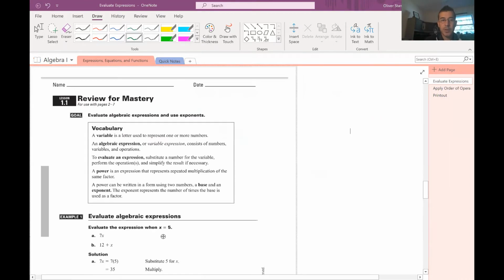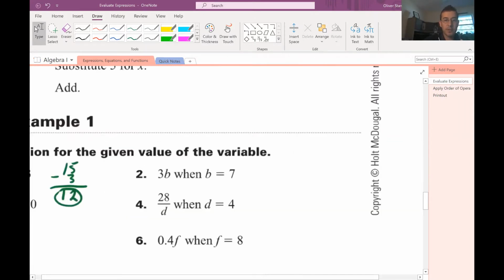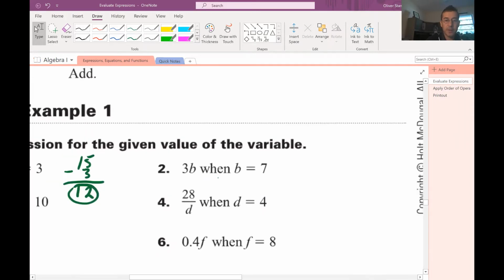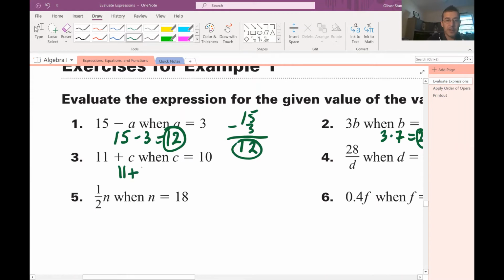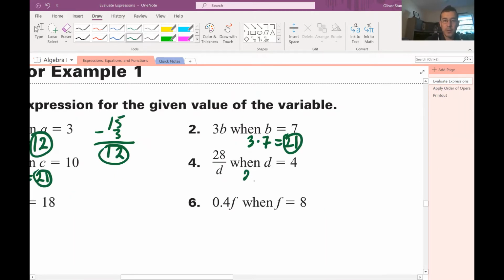2 is 3b when b equals 7. So 3 times 7 is 21. That's the solution for 2. Number 3 is 11 plus c, and c is 10. So this becomes 21. 4 is 28 over d when d is 4. So this is 28 over 4. And then what number times 4 is 28? That is 7. 7 times 4 is 28. So 7 is the solution for number 4.